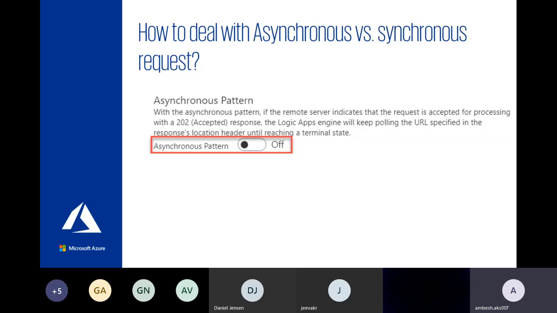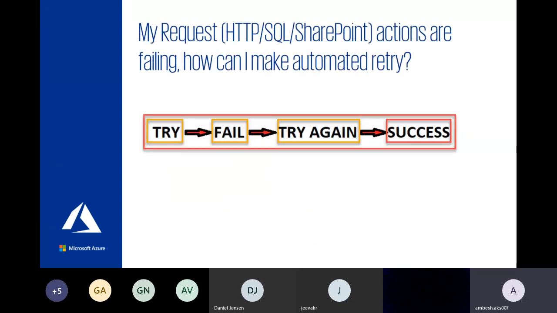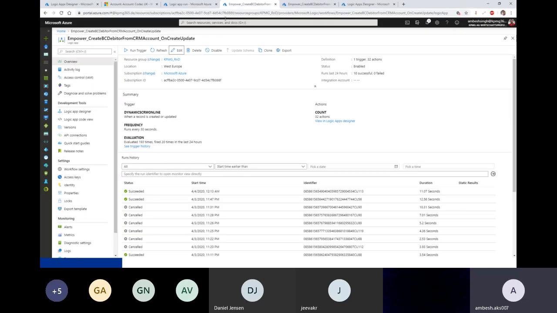You have the buttons available. You can just enable or disable it, and you can achieve concurrency control. I already explained initially: try, fail, try again, and success. If something fails, there is no retry option available in the Logic app, where you configure it so that if this Logic app failed, it will execute again to check whether it passes or not. This is not available.